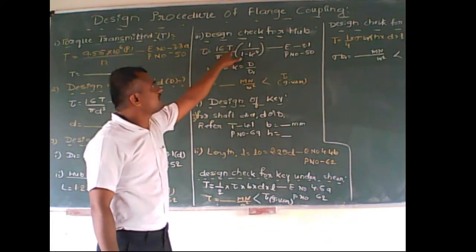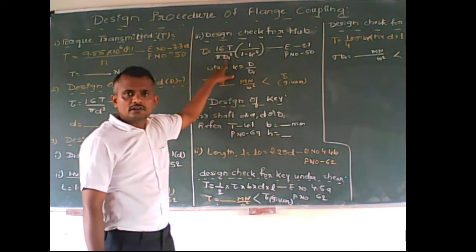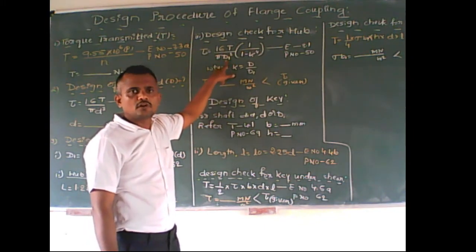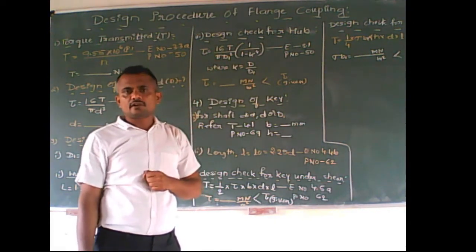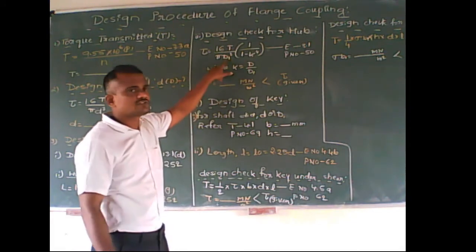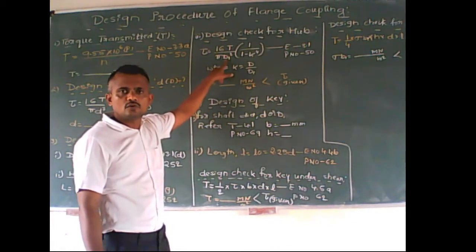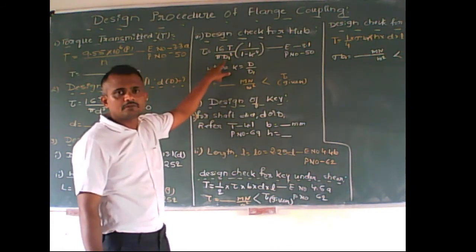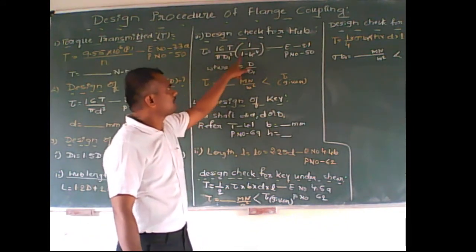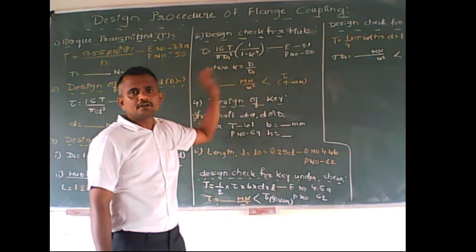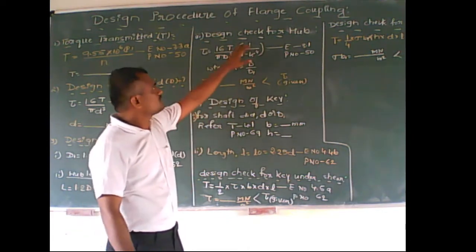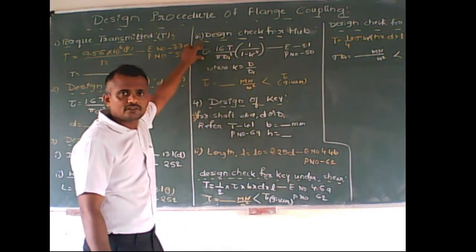Tau is equal to 16T divided by pi into D outer cube, or I can take it here as D1 cube, because D1 is the outer diameter of a hub. Therefore, instead of small d o, I can take it as capital D1 cube into bracket 1 minus k raised to 4, where k is nothing but capital D divided by capital D1. If you substitute all these things, you will calculate the tau value.